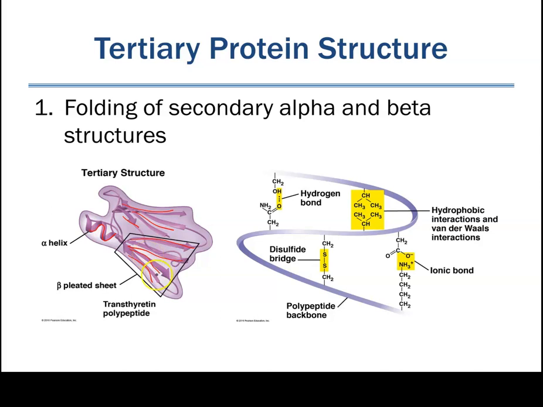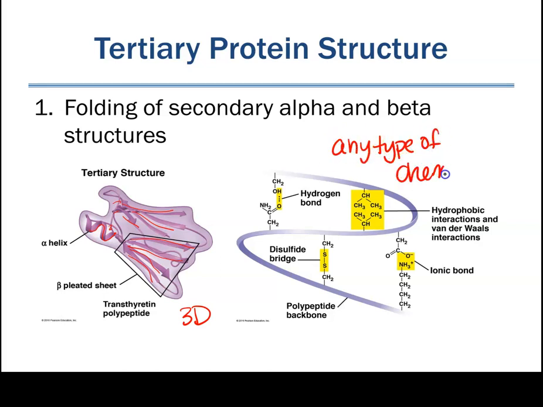Those different regions are held together into a 3D shape by all kinds of interactions between our R groups. So while you have the alpha helices, you might have some other R group interactions that are holding an alpha helix close to a beta pleated sheet, or a beta pleated sheet close to another beta, something like that. Tertiary protein structure is held together by pretty much any type of chemical bond.